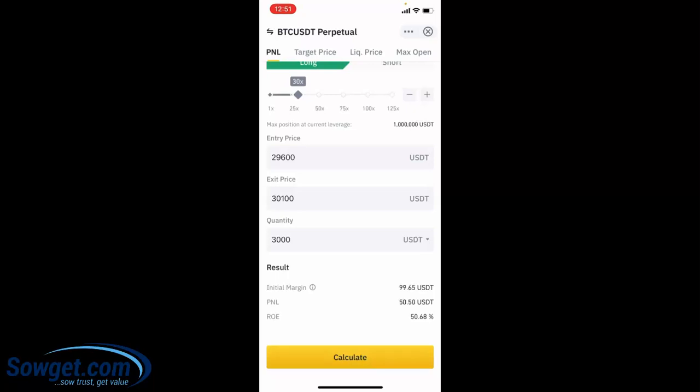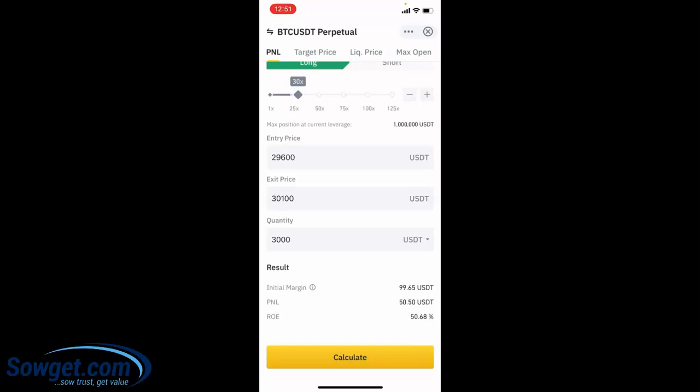Now as you can see right here, your initial margin is 99.6 USDT. That means the amount of money you are dropping. And then your PNL is your profit and loss. You're making 50 USDT. And then your return on investment is 50%. So you can see we've calculated our profit even before going into the trade. So let's say you're okay with this, then you can now go and take your trade, just like how I did when I was taking my trade.